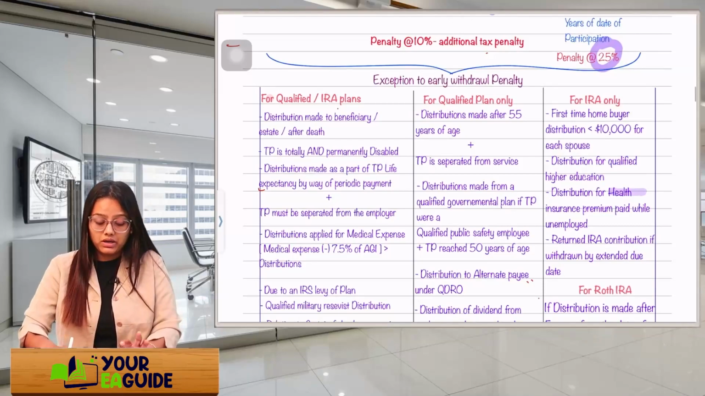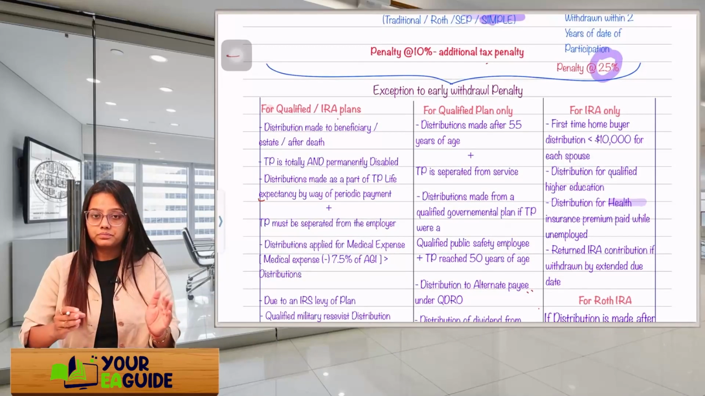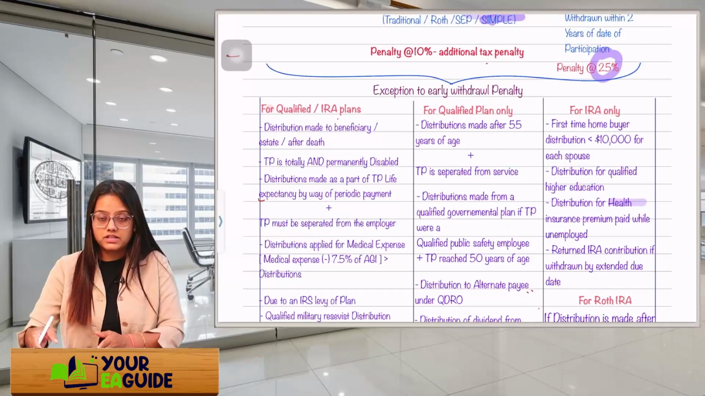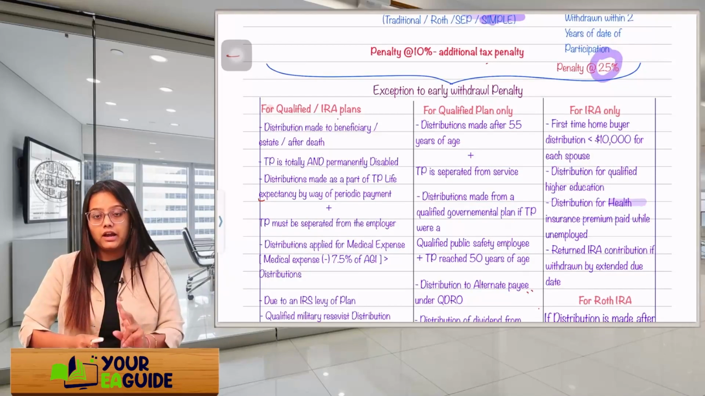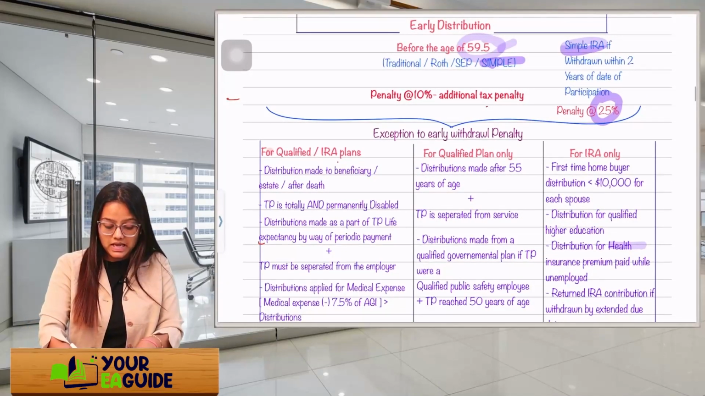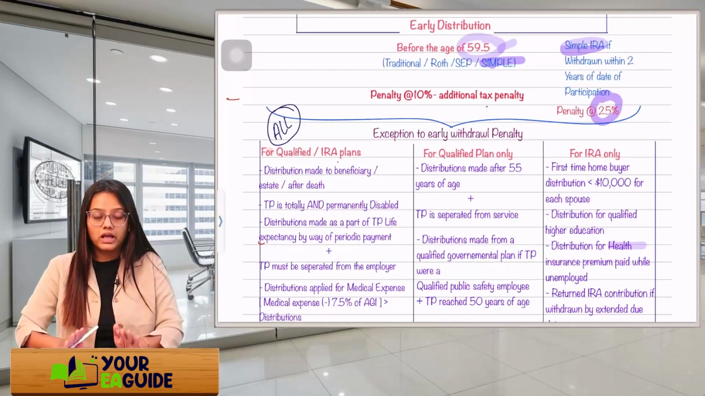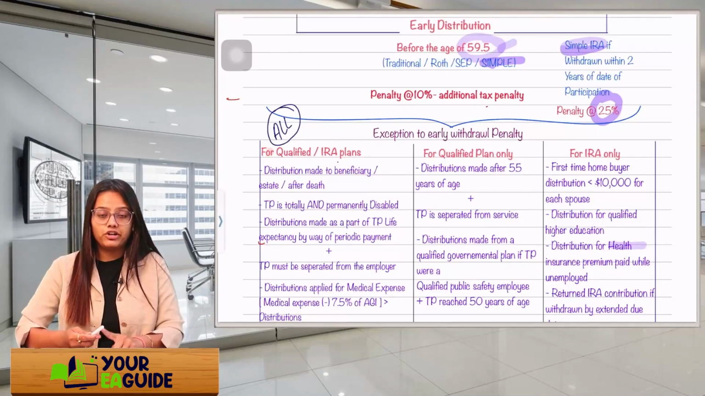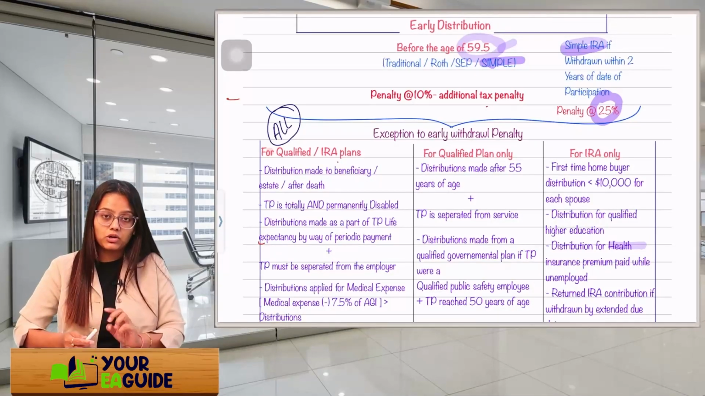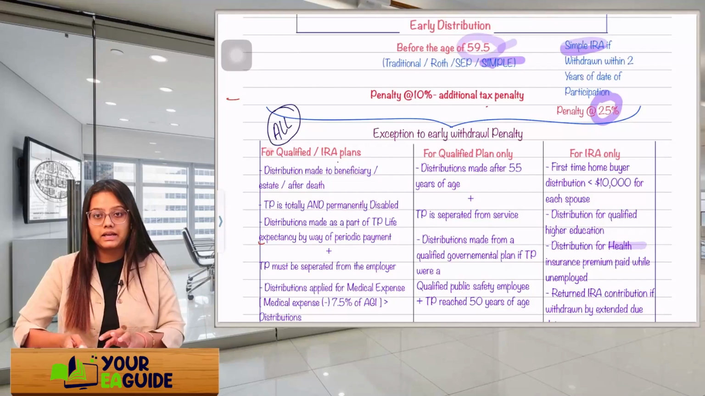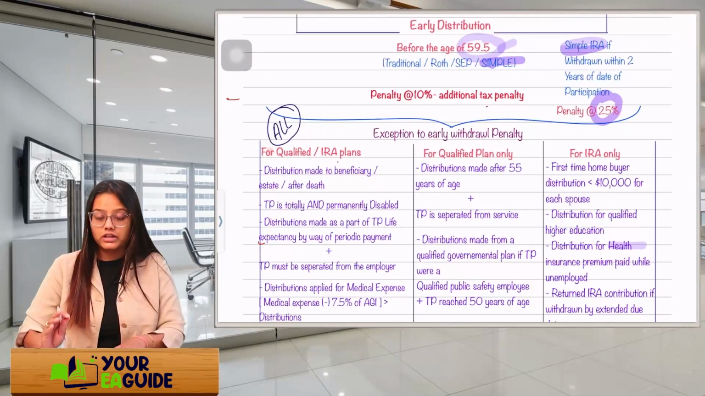Let's read it one by one. So I have bifurcated here amongst different plans. The first one is for qualified and for IRA, meaning this first scenario is applicable for all types of plan except Roth. For all types of plan this will apply, meaning traditional IRA, SEP and simple. Qualified means SEP and simple, IRA is traditional IRA, and for Roth I have mentioned it separately.